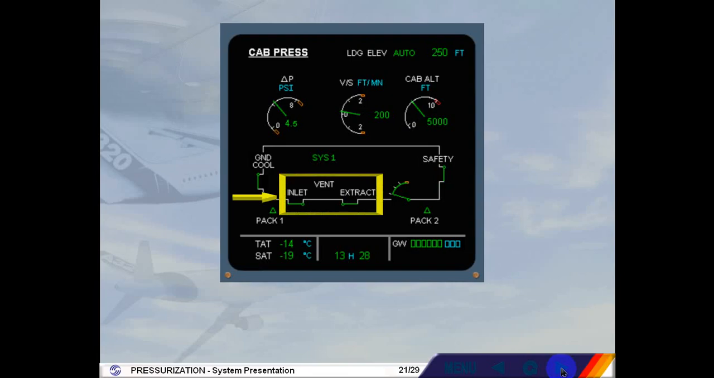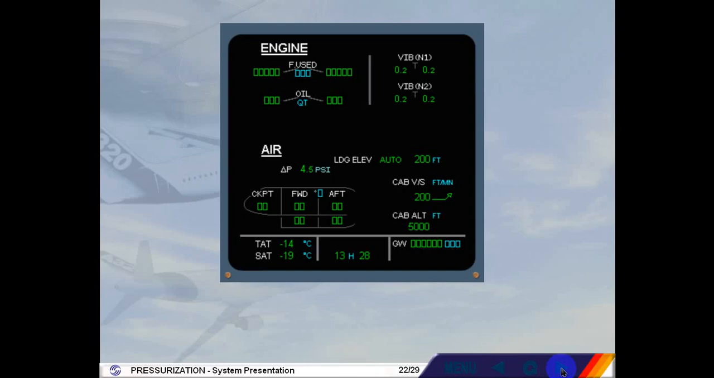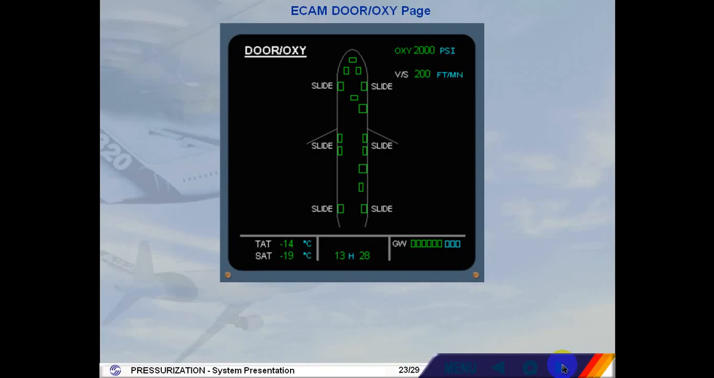The vent, inlet, and extract indications are associated with the avionics ventilation system and will be discussed in a separate module. On the ECAM cruise page, there are indications of cabin differential pressure, cabin vertical speed, cabin altitude. There is also an indication of cabin vertical speed on the ECAM door page. Note that this indication is only displayed when the aircraft is airborne.